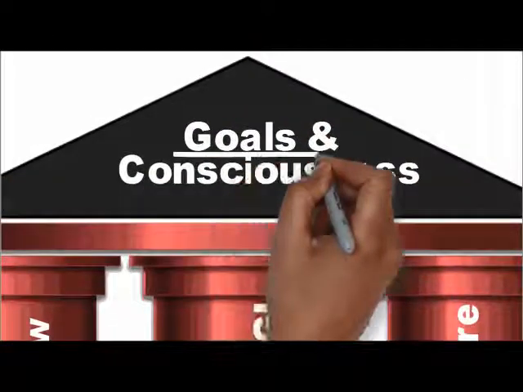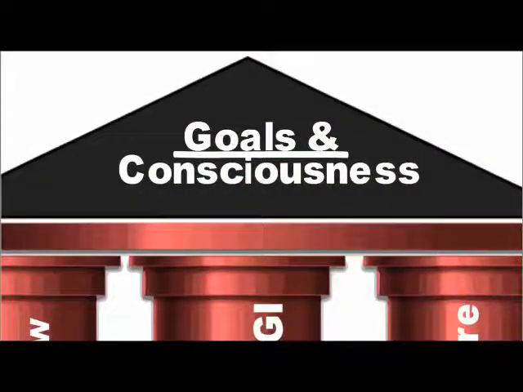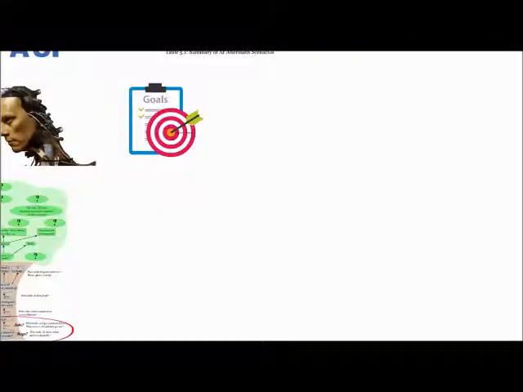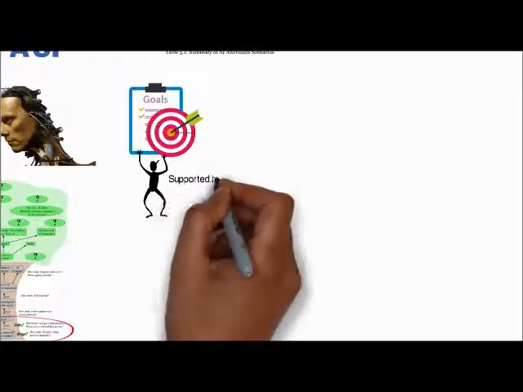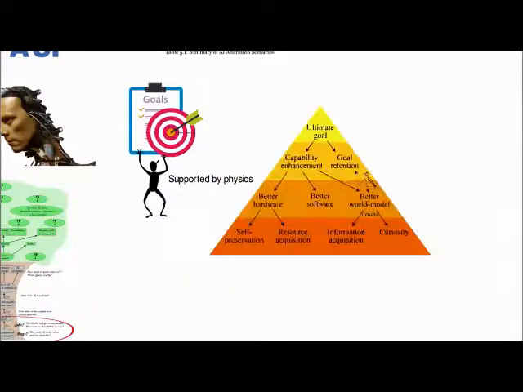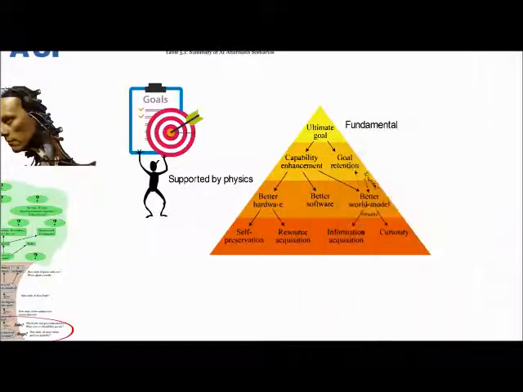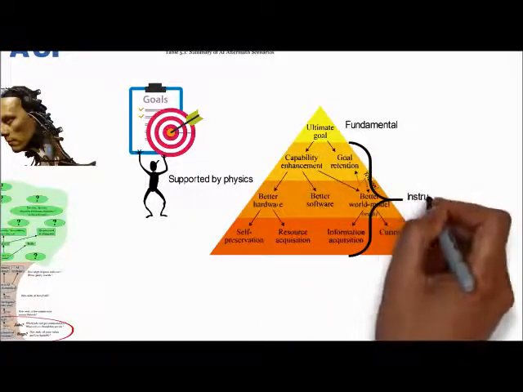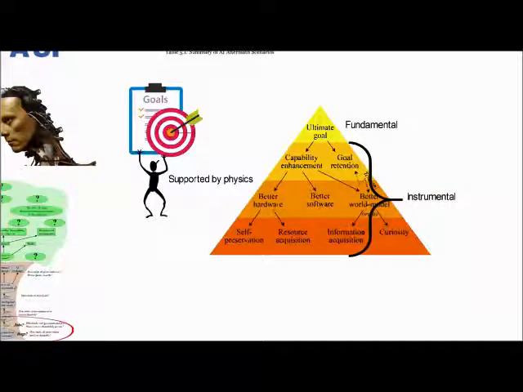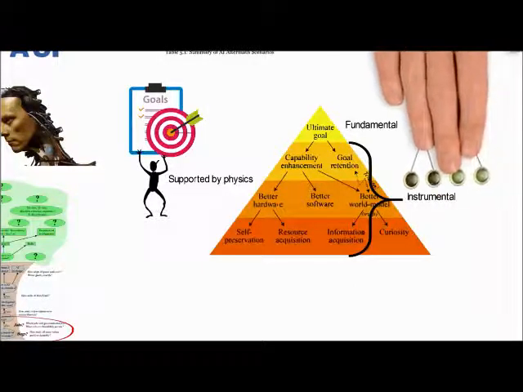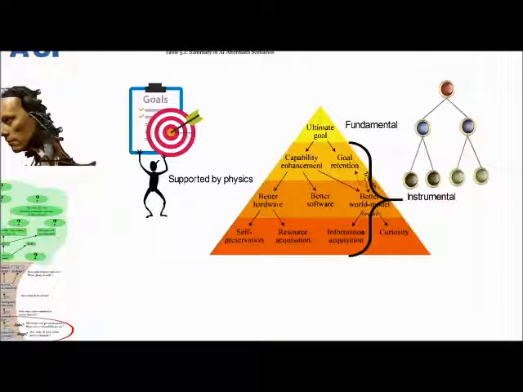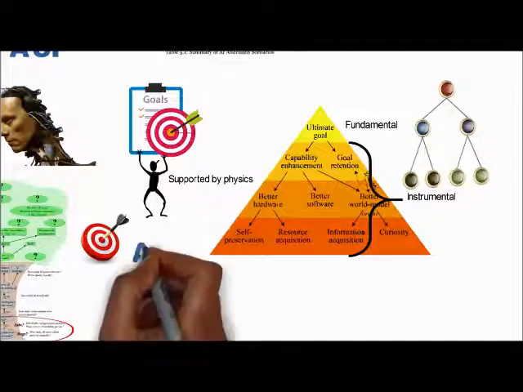Then he goes to talk about goals, and he talks about how goals are basically the biggest issue. He tries to show how they're supported by physics itself. And he talks about the idea of having an ultimate goal, which is a fundamental goal. And then it has a set of instrumental goals or sub-goals and sub-goals of the sub-goals. And it's a very hierarchical structure that he builds with regards to that.